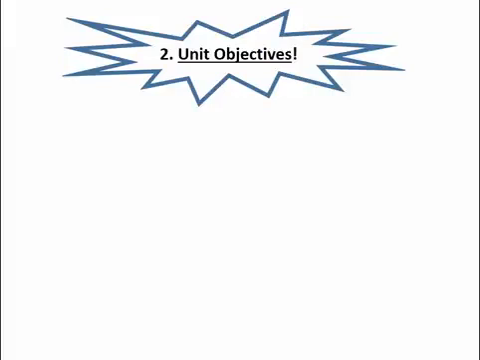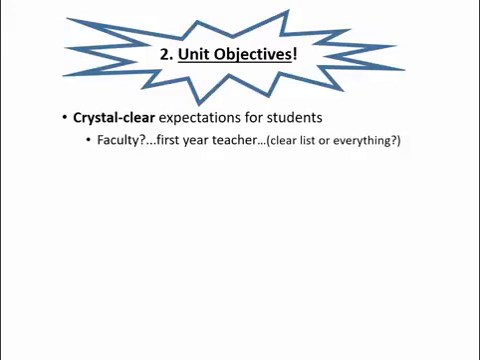Okay, for our next section on unit objectives, that's our second strategy. These are the crystal clear expectations for students. Now we say crystal clear, that means they're in print, they're in writing. Not just I said this in class. When I said it, a student's mind may have been somewhere else. They may not even have been in class that day. So these must be written and handed to students before we ever start lecture.